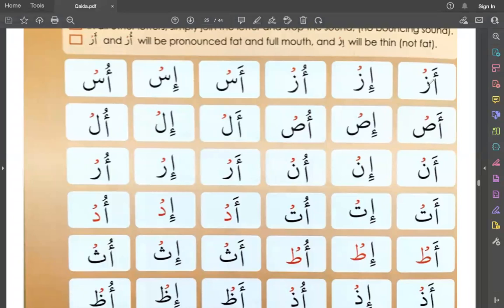Az and za are among the letters which are neither in Ashadda huruf nor in tawassut. Ashadda huruf are Ajid Qatim Bakat.